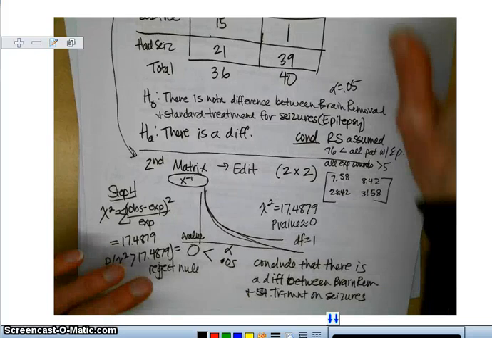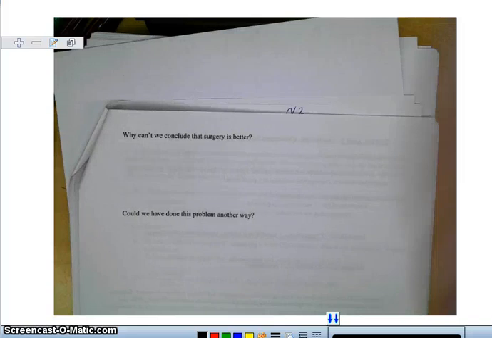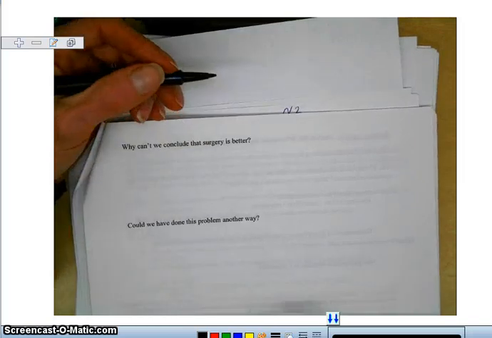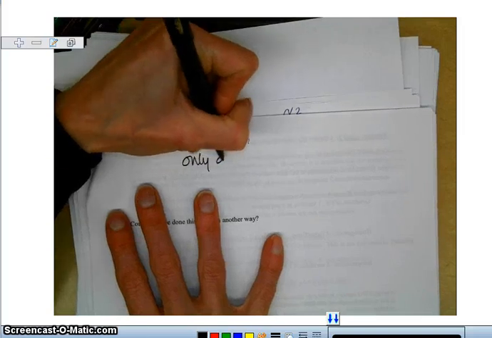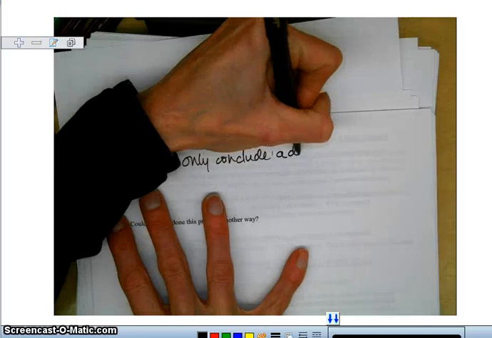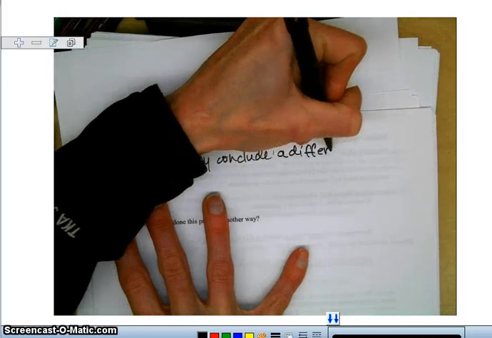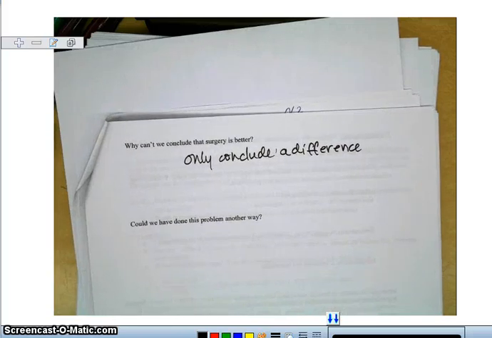All right, so the top of the next page just asks us a couple questions. Can we conclude that surgery is better? Or why can't we conclude? Well, we can only conclude a difference. Okay, chi-square testing is not good for saying one is better than the other. You cannot use a chi-square test to say one is better than, more than, greater than the other.